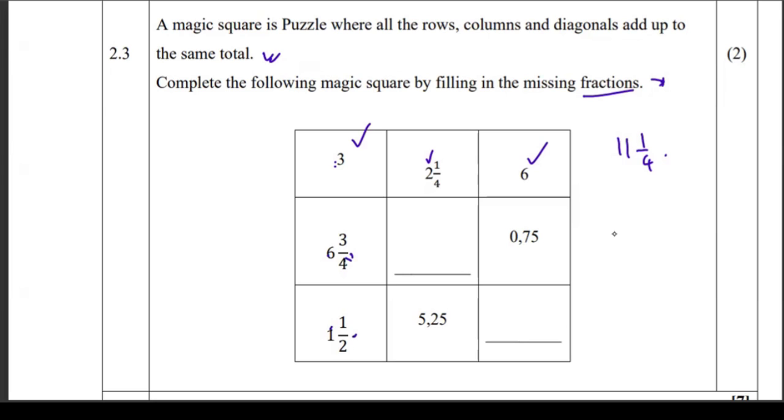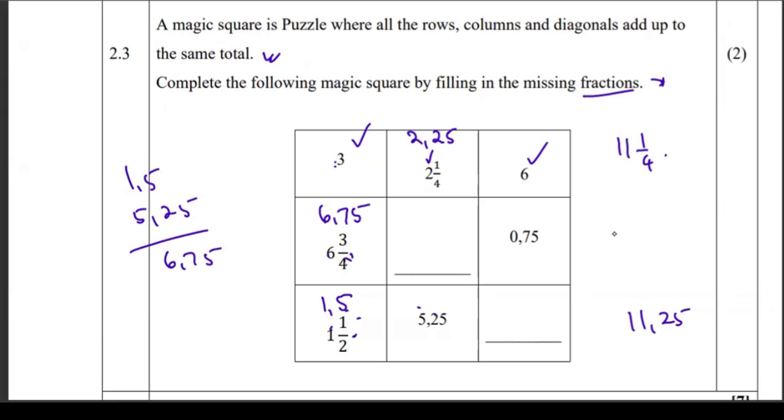Now, the question is, how do we work this out? You can also change this to decimals so that life is easy for you. This will be 6.75. This is 1.5. Then for us to get 11.25, you just have to add these two and then subtract. So this is 1.5 plus 5.25, which gives us 6.75. So 11.25, we are subtracting the 6.75. What do we get? Saying minus 6.75, that gives us 4.5.